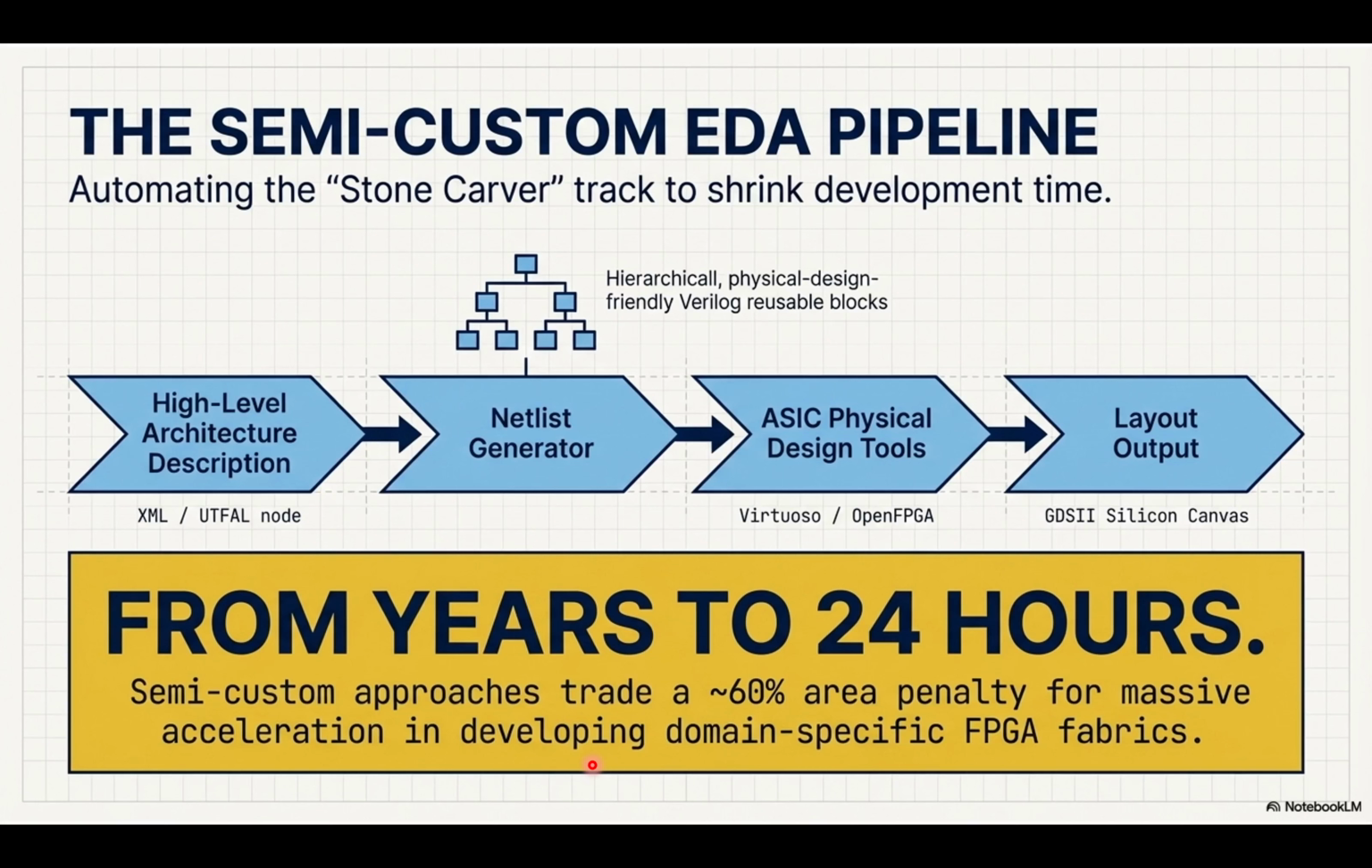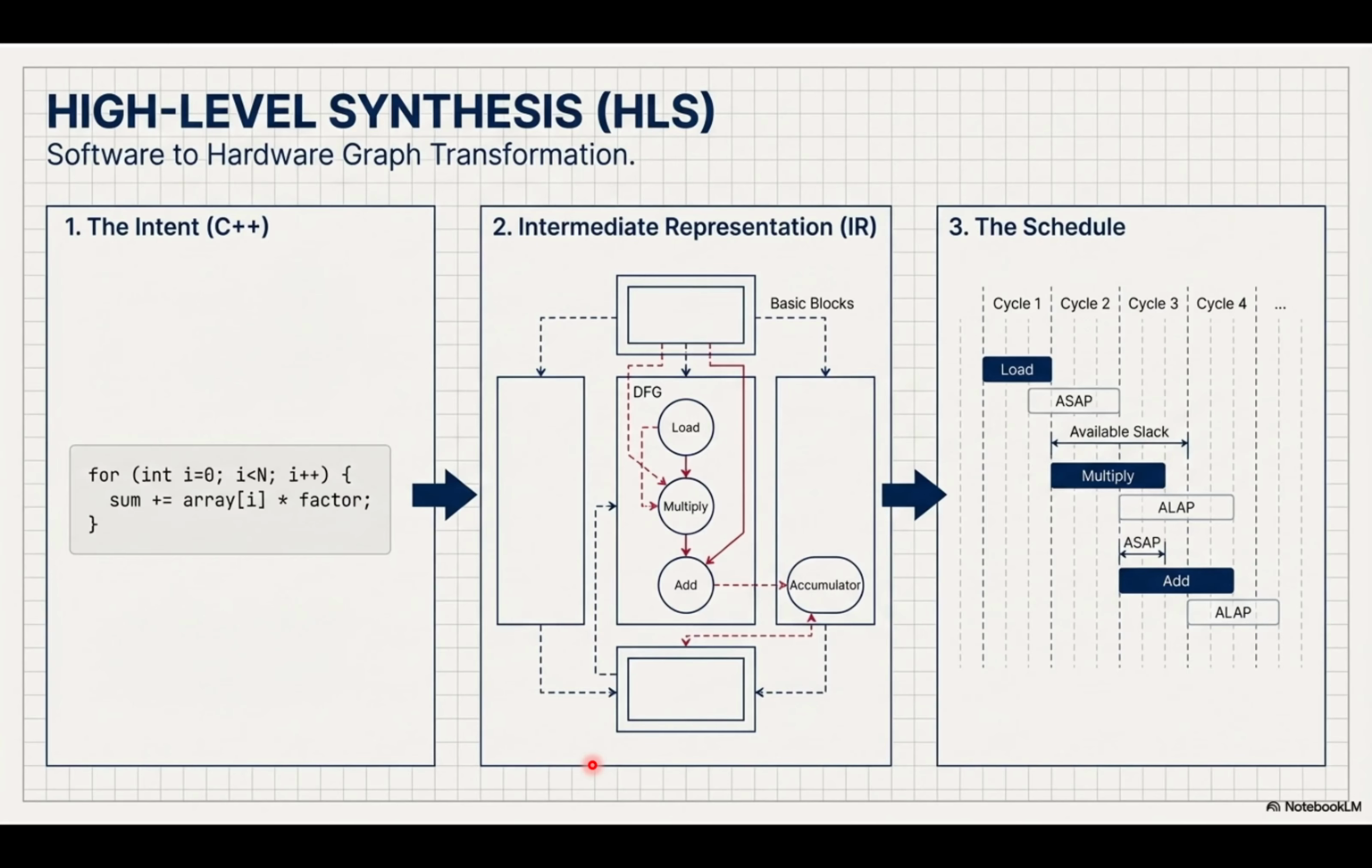It takes decades of optimization. So what does this all mean for a normal software developer? Someone who only knows C++ and wants to use FPGAs. For a long time, you couldn't. FPGAs were locked behind hardware description languages like Verilog.